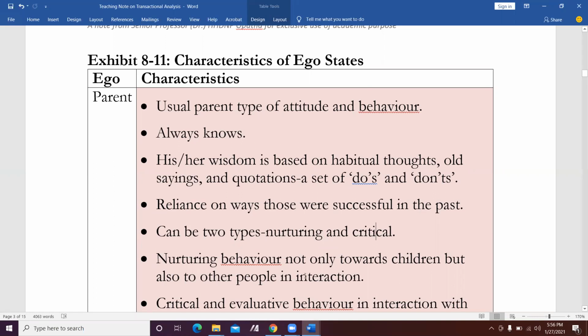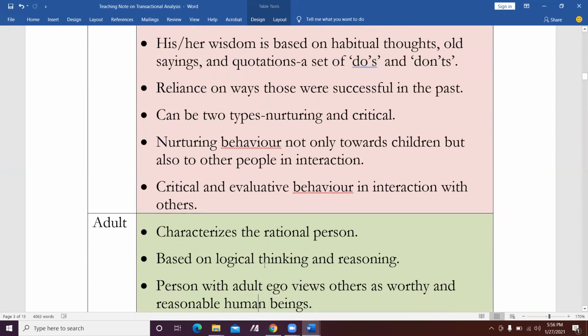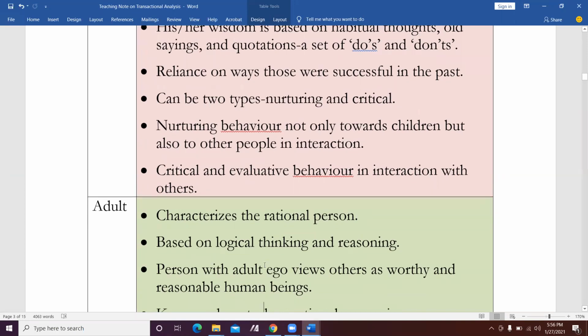Nurturing behavior. Yes, nurturing behavior is not only towards children, but also towards other people in interaction. Likewise, critical and evaluative behavior in interaction with others.